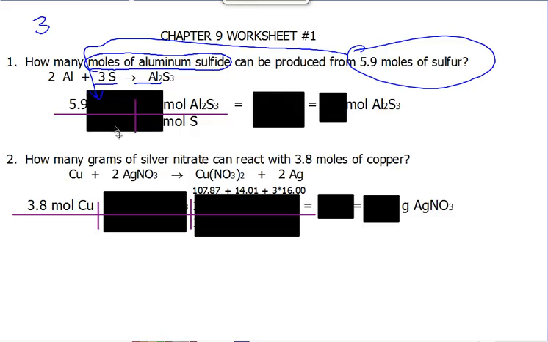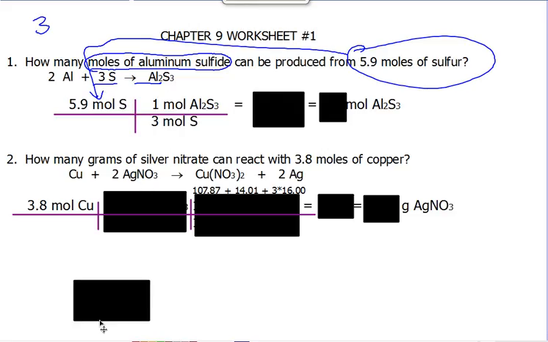What's the ratio hiding behind the black box? Is it 2/3, 1/3, 3/1? Say again? 1/3. If the aluminum sulfide's on top, there's 1 aluminum sulfide. Sulfur's on bottom, there's 3 sulfurs. This is the big new thing in this chapter, looking at a reaction and getting a mole ratio. Now it's all set up.